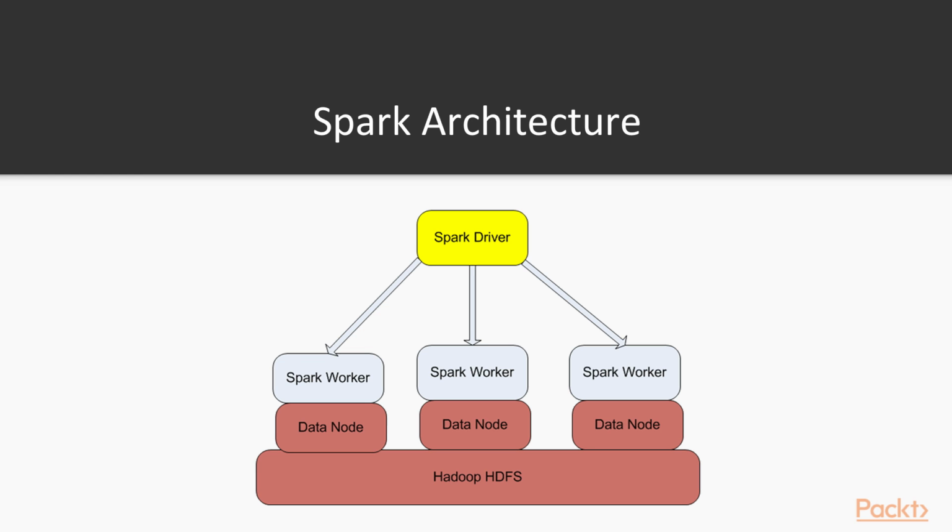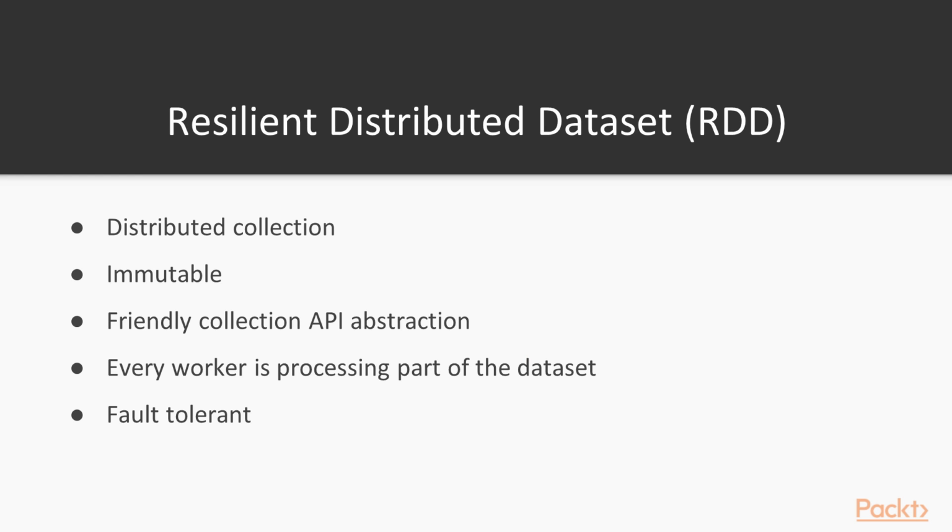And in Spark the main building block is a resilient distributed dataset. This is a distributed collection that is working on multiple nodes, and it is transparent to us which part of that collection is executed where. All RDDs are immutable, and it has a friendly collection API that we know from the Java world. And every worker is processing only a small part of the dataset.